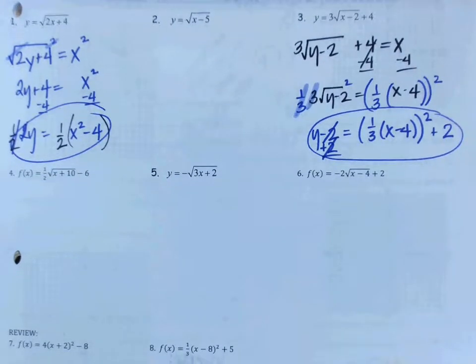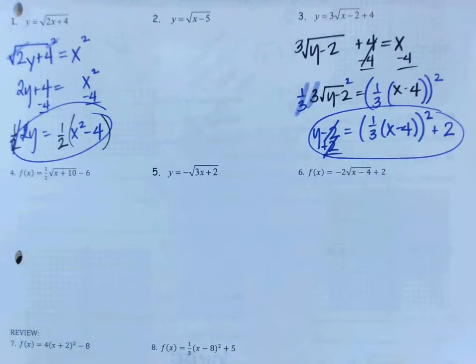Then also remember on ones like number 5 where you have a negative in the front, when you square both sides, what's going to happen to that negative? It's going to cross out anyway. Okay.